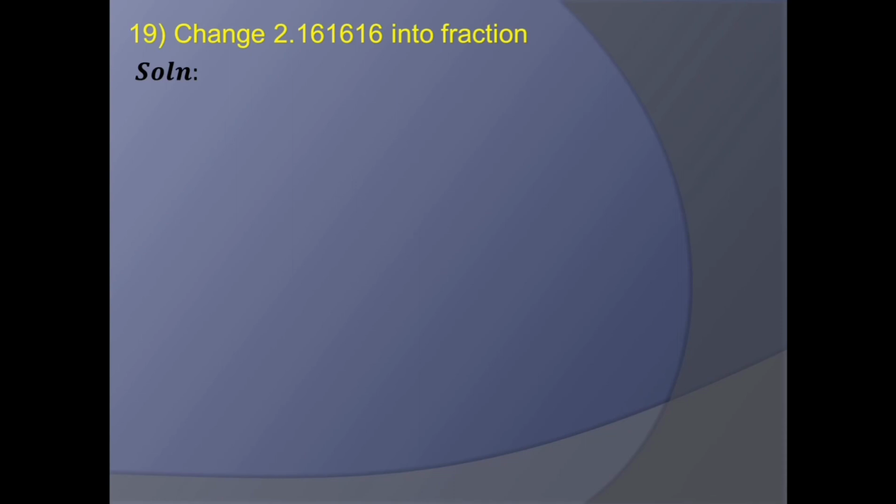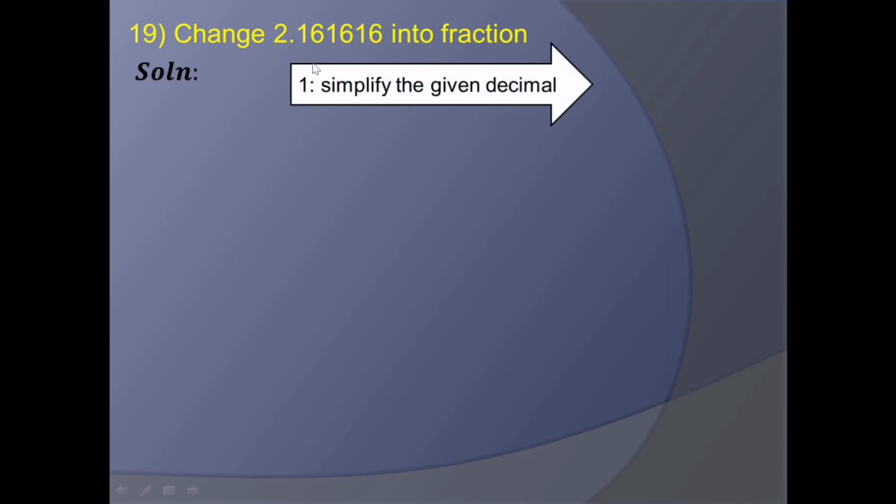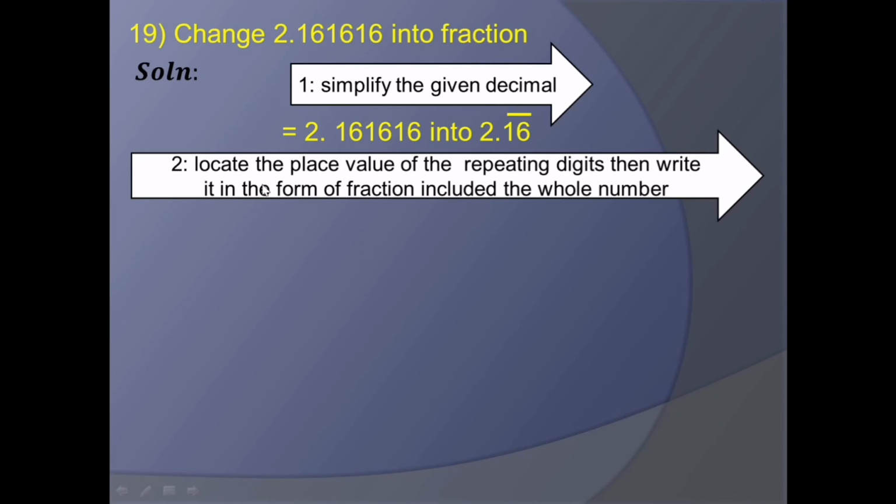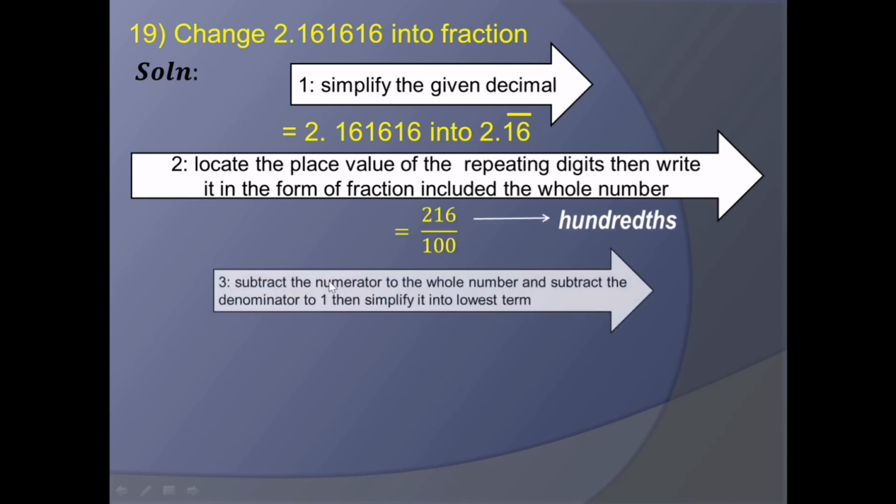Okay, so change 2.161616 into fraction. This time there is a whole number, then repeating number. So still simplify the given decimal. Instead of writing it in this way, we're going to write it as 2.16 with a vinculum or uppercase bar. Then, locate the place value of the repeating digits. Then write it in the form of fraction, including the whole number. So, 216 included, so 216. The place value of the last digit of the repeating number is on the hundreds. So, 216 over 100. Okay, third step.